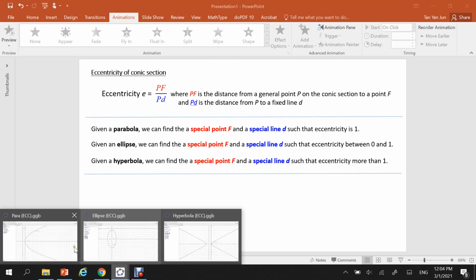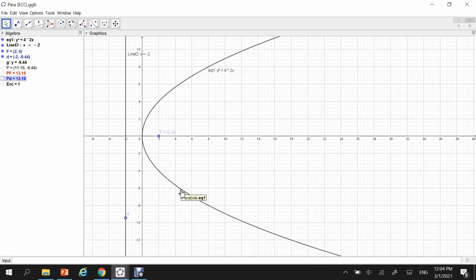So suppose I consider a parabola. Let me get a point that is on this parabola and let me call this point P. Now I have a point F and a fixed line D over here, and I will try to find the eccentricity. Now this fixed point and this fixed line are very special and they're specially chosen, which, as I mentioned, in later videos I'll tell you how to go about choosing them.